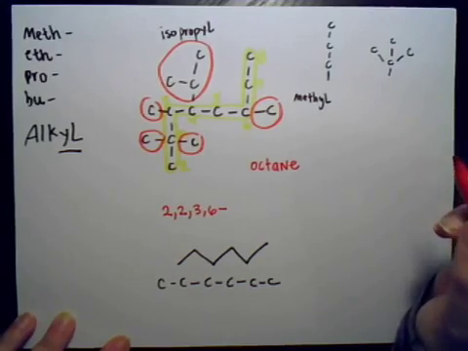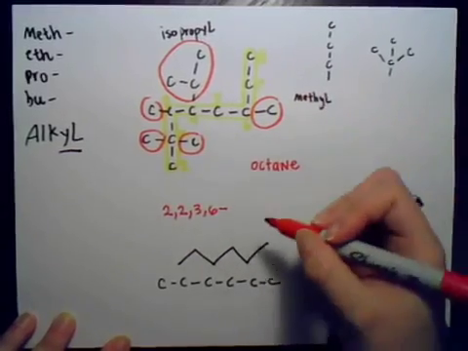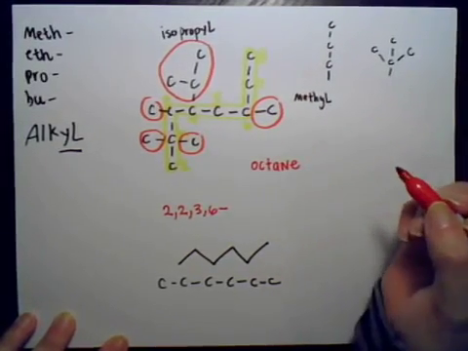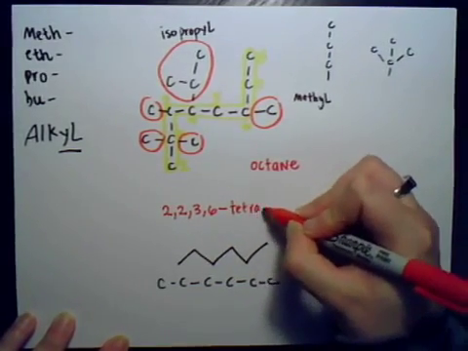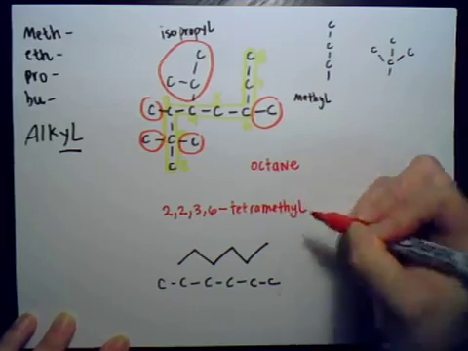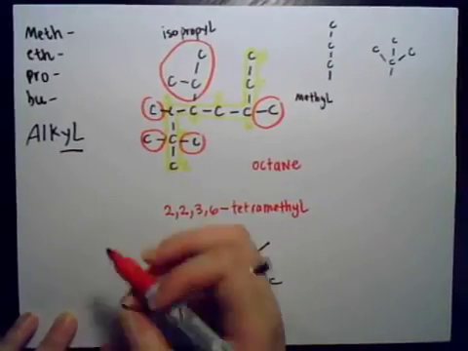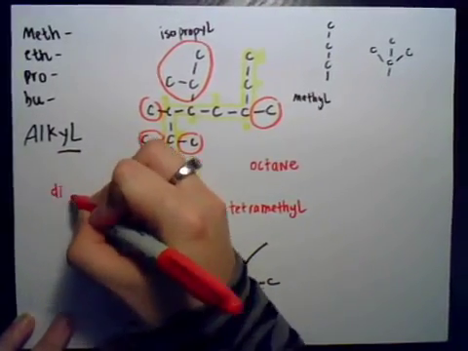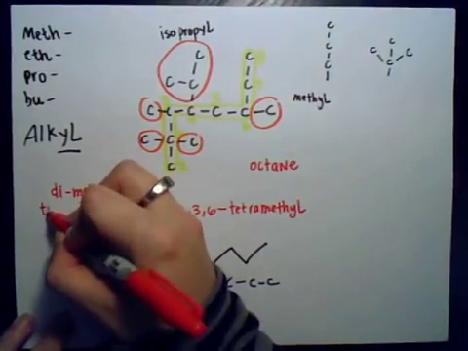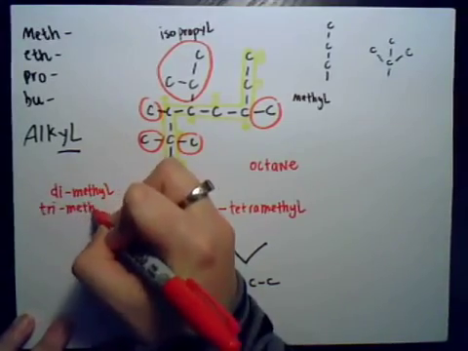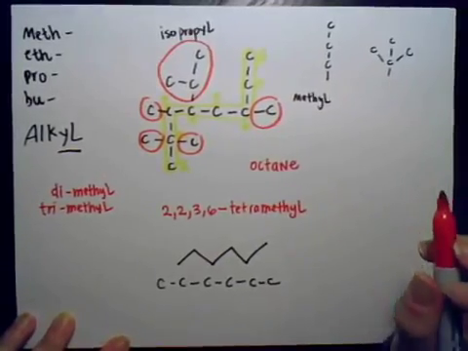So we have to use an appropriate prefix, to let the reader, whoever's trying to figure out what the molecule looks like from our name, know that there's 4 of them. The prefix for 4 is tetra, so in this case we would have tetramethyl. Similarly, if you only had just 1 methyl group, you would just say methyl. If it was 2, you would say dimethyl. If it was 3, you would say trimethyl. And of course if it's 4, you would say tetramethyl, and so on with the prefixes.